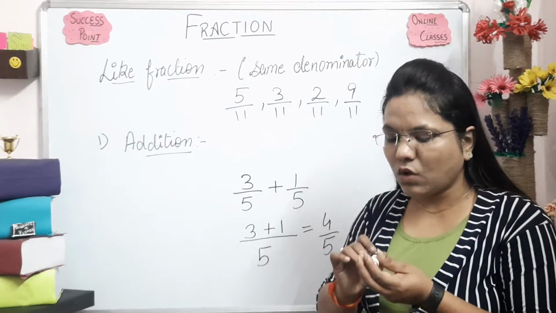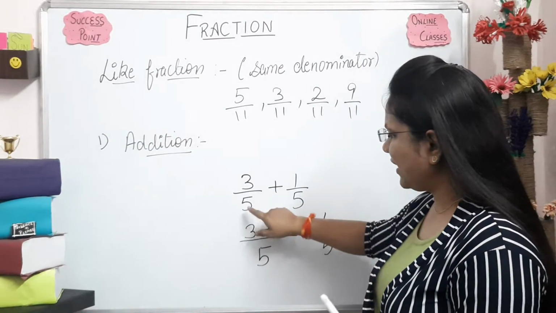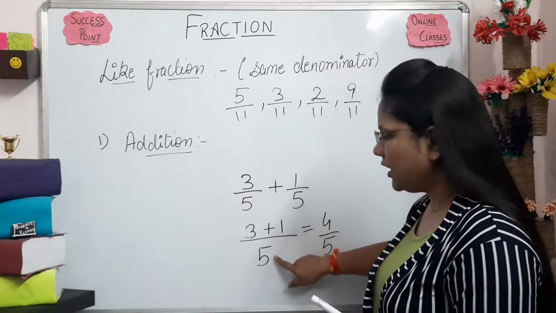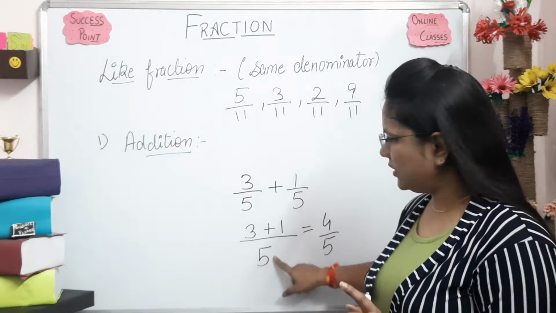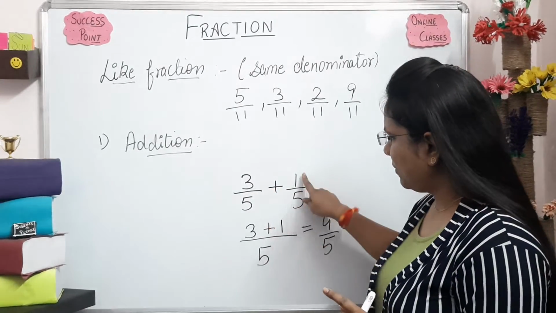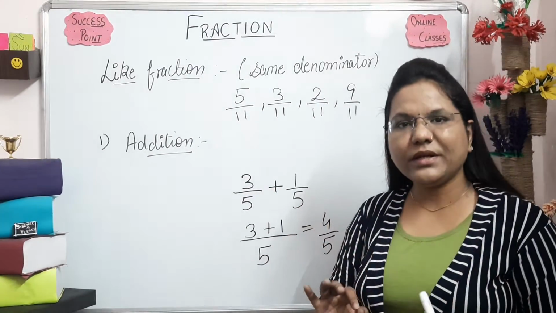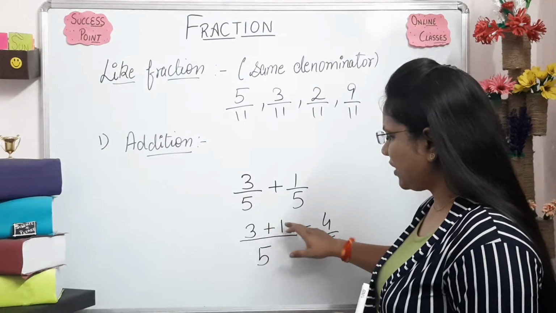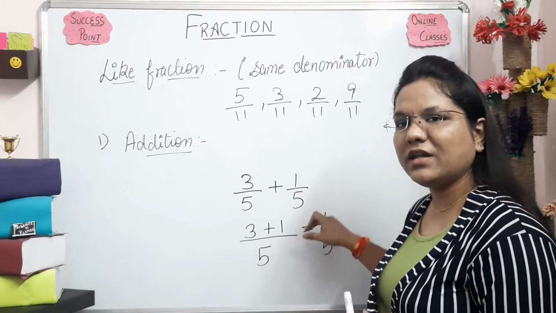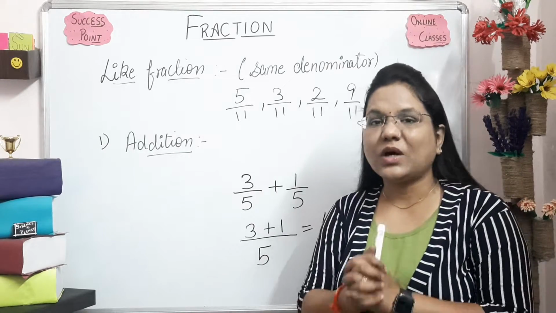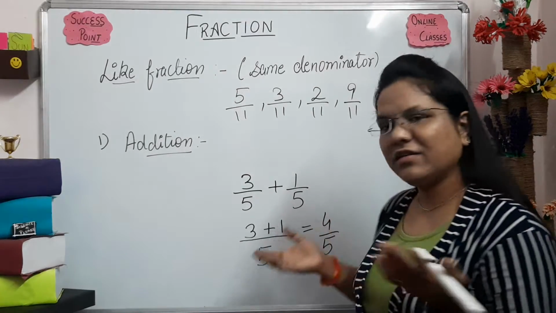So 3 plus 1 will become 4 by 5. So always we have to remember, if we are getting same denominators, write only once, and the numerators we just write as it is. So 3 plus 1 will become 4. So the answer will be 4 by 5.